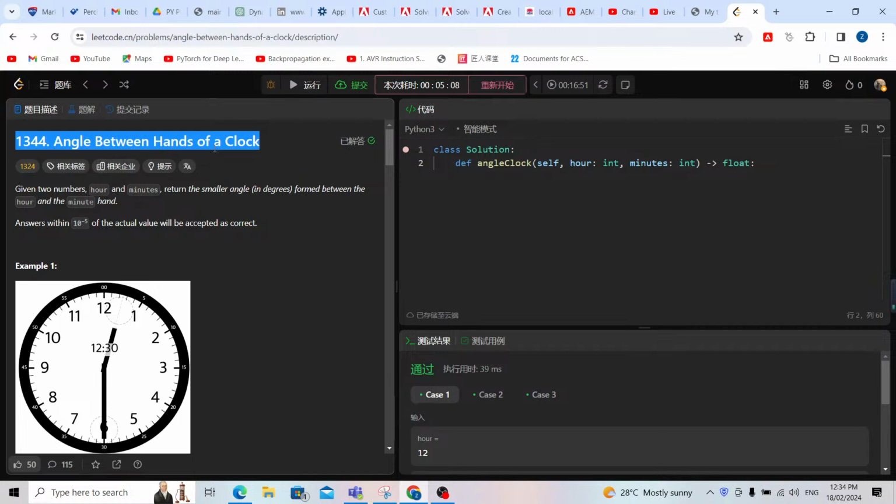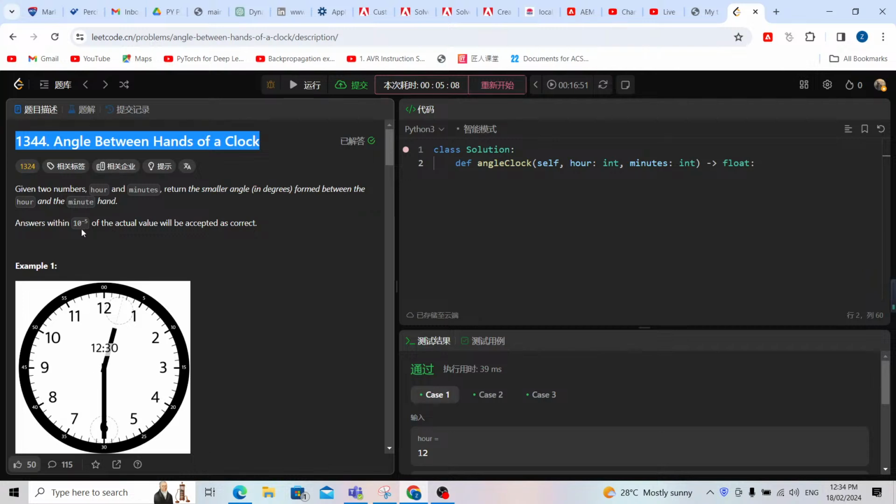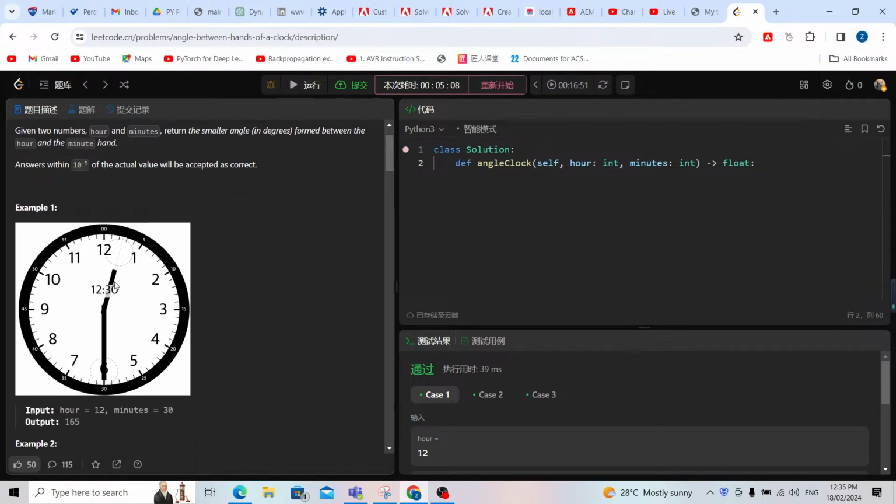Angle between hands of a clock. Normally, this kind of clock question appears in a front-end interview. They let you make a drawing like the analog clock and the digital clock, and you make a drawing exactly like that and make it work. But for this question, we just need to calculate the angle between the hour hand and the minute hand.